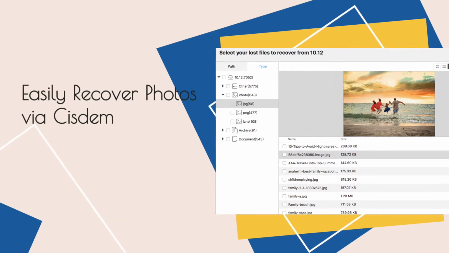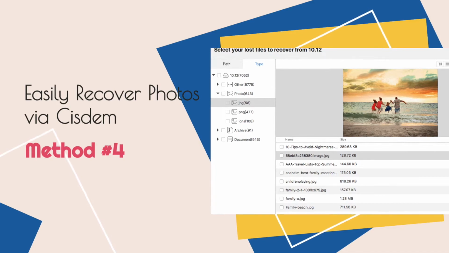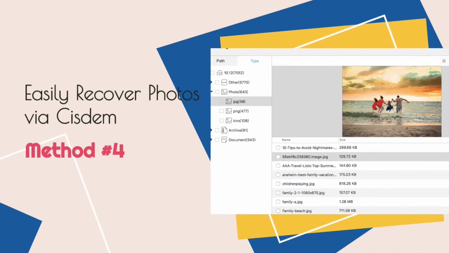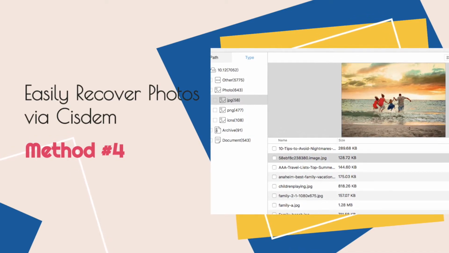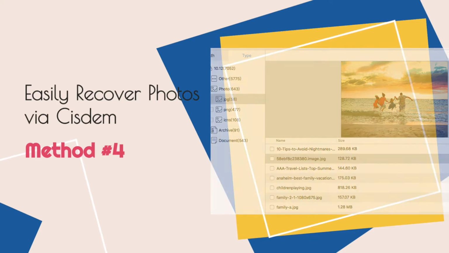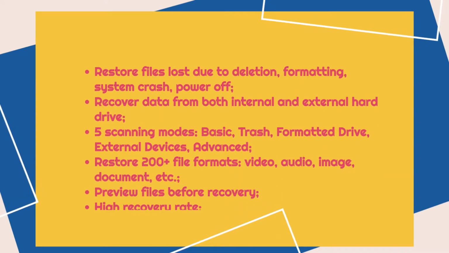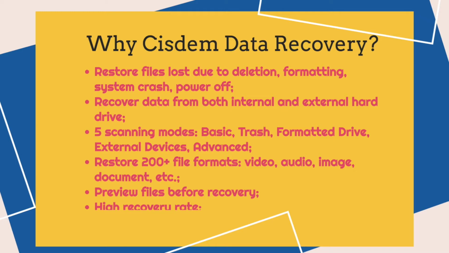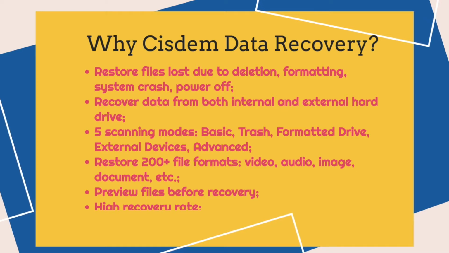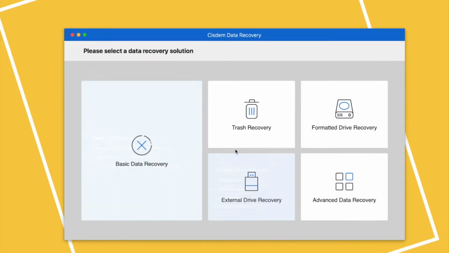Method 4, if you have tried all the above methods and still cannot find your missing photo files after the Mac update, or you just don't have a Time Machine backup. In this case, using a piece of third-party photo recovery software might be your last resort. Cisdem Data Recovery for Mac will be the best method for recovering lost images, videos, songs, etc. from both the internal Mac hard drive and external storage devices. It is easy to use.